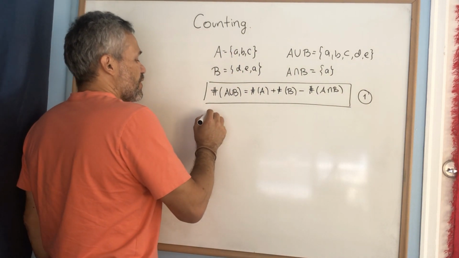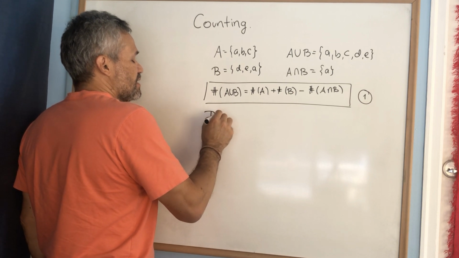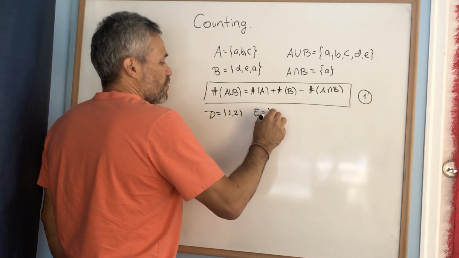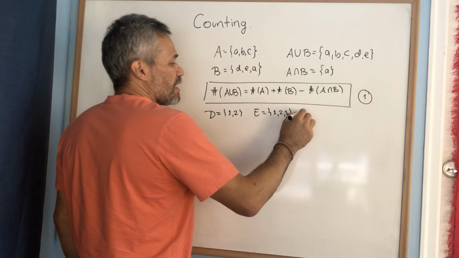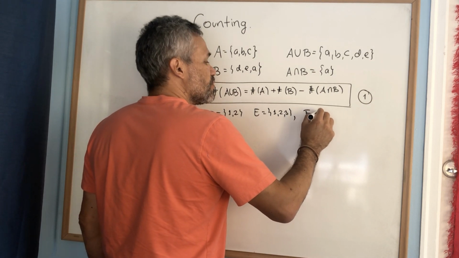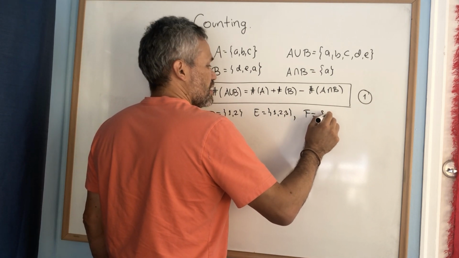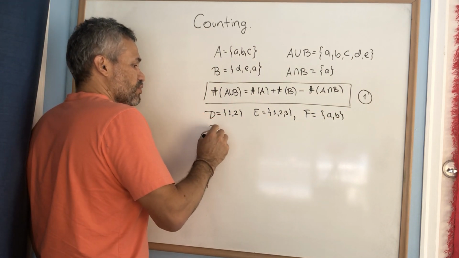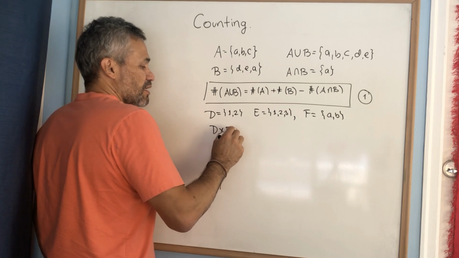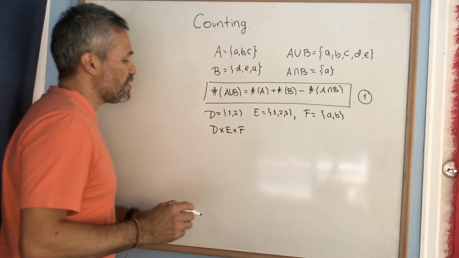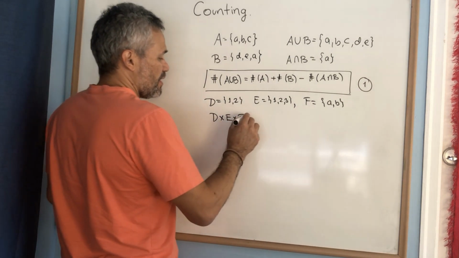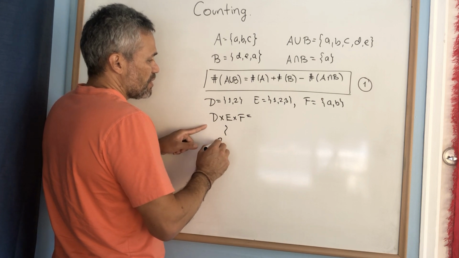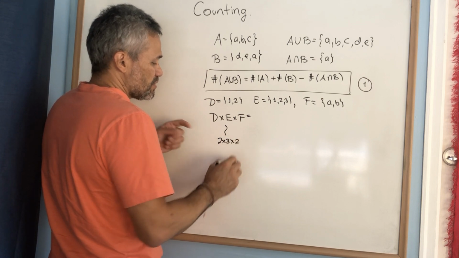Another one is that if we have, let's say, the set D equal to {1, 2}, and E equal to {1, 2, 3}, and F equal to, let's say, {A, B}, then if we do the Cartesian product D cross E cross F, the number of elements of the Cartesian product is going to be 2 times 3 times 2.